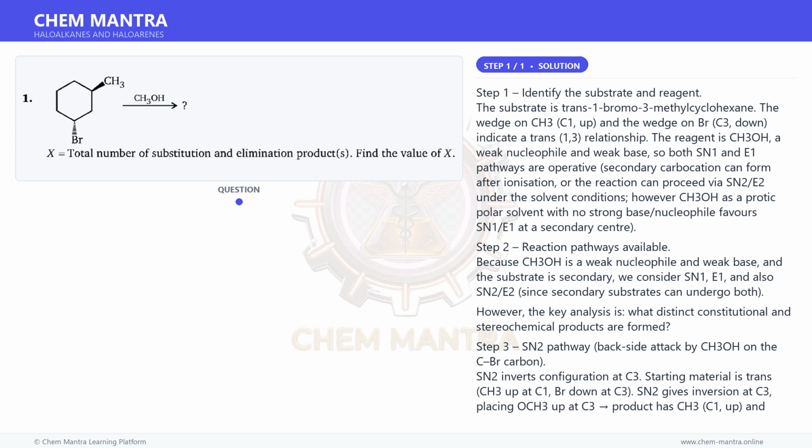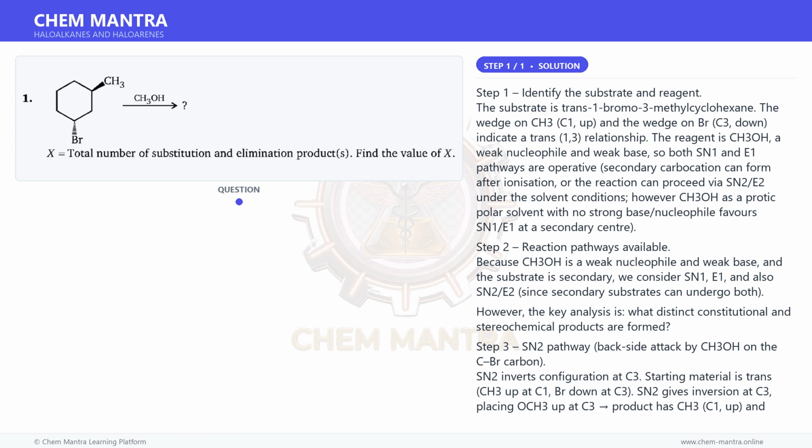So substitution products, cis and trans-1-methoxy-3-methylcyclohexane, equal 2 products. Step 5. E2 elimination pathway. E2 requires anti-periplanar arrangement, H and Br anti. The beta hydrogens available are at C2 and C4, adjacent to C3 bearing Br.